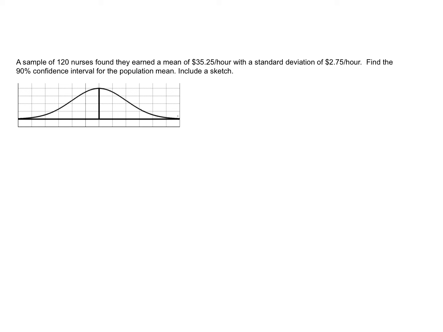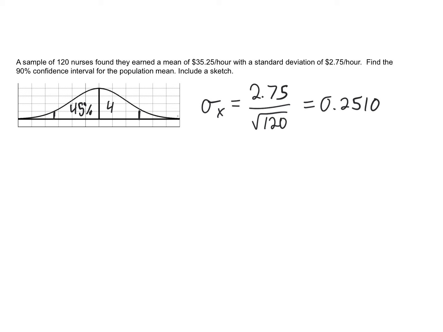Now the last question is a confidence interval question. So we take a sample and we use that sample to try and predict the population. Now we are going to need standard error again. Now here we want a 90% confidence interval, or basically we want 90% between these two ranges. So that means 45% on either side, or 5% in each tail.